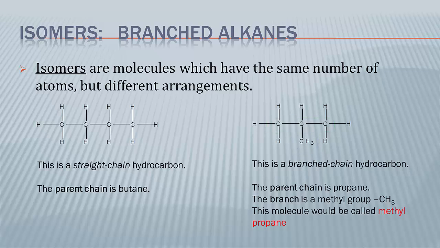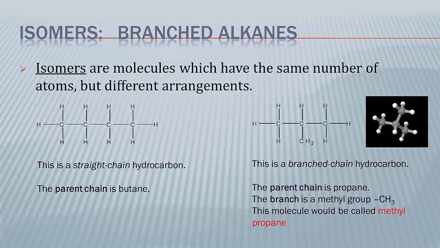If we were to look at it in 3D, we would see something like this, again with each carbon being tetrahedral. So there are 2 ways of drawing C4H10, and these 2 molecules are isomers of each other. They have different names and they have different properties.